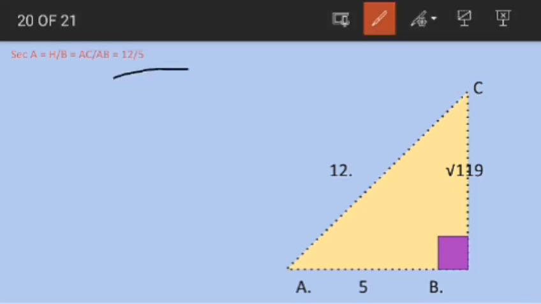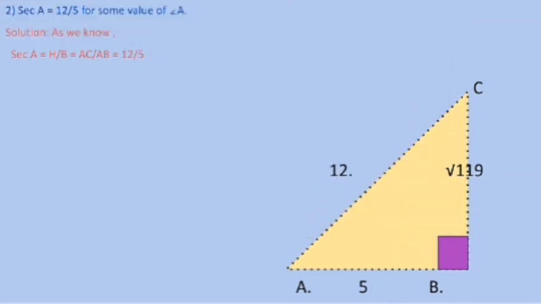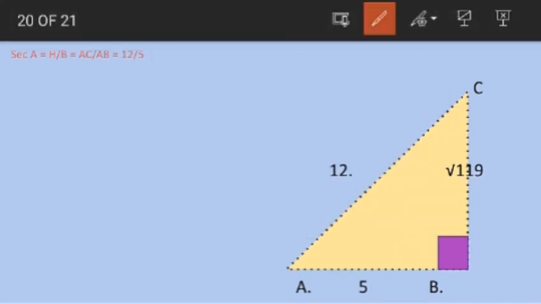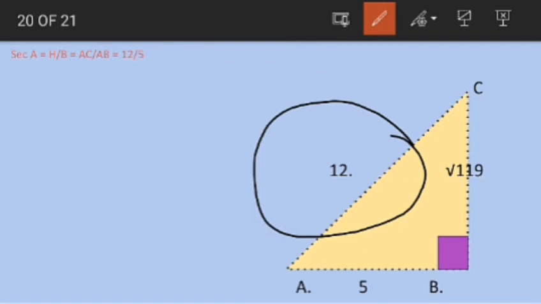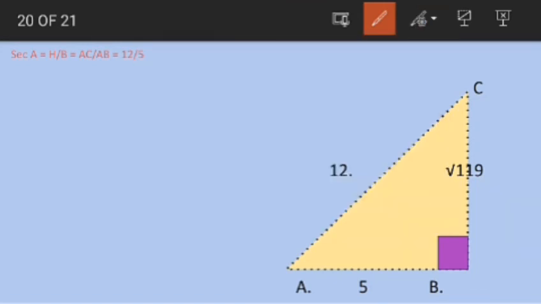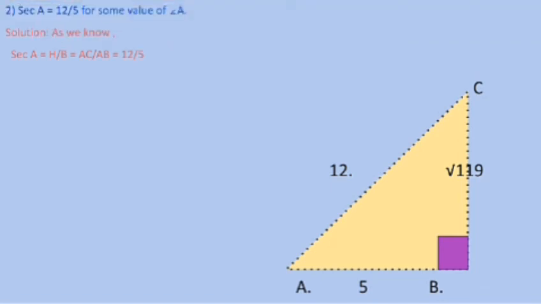In such cases we need to make sure that the hypotenuse is the longest side in the triangle. Therefore we just need to verify that AC is the longest side. In order to find that, we also have to calculate the remaining side, that is BC, which is going to be root 119, as we will see at the end of the video.